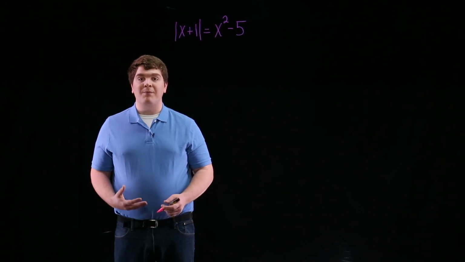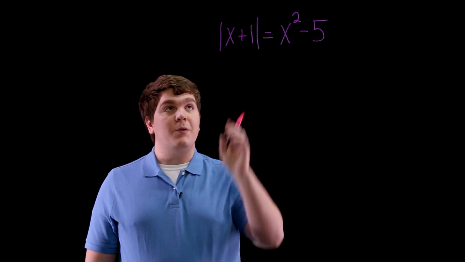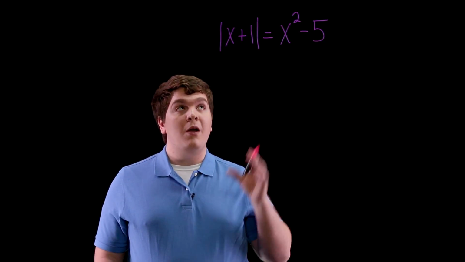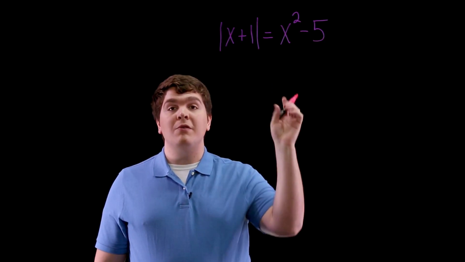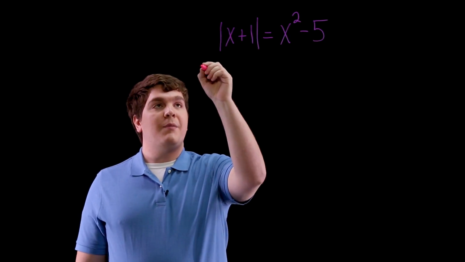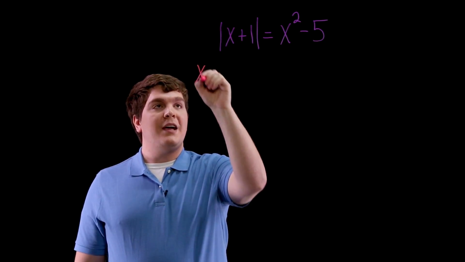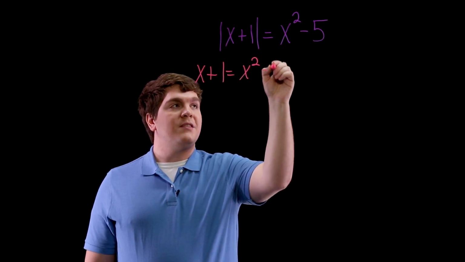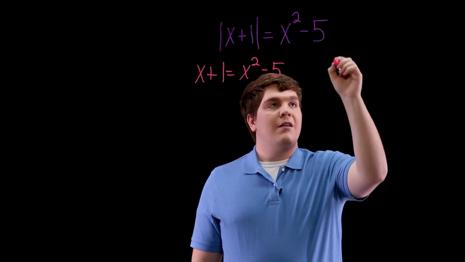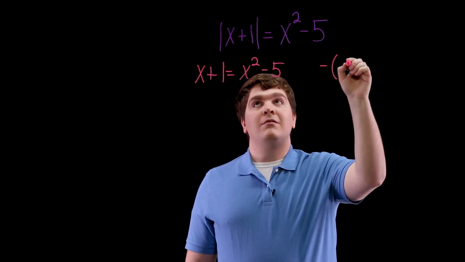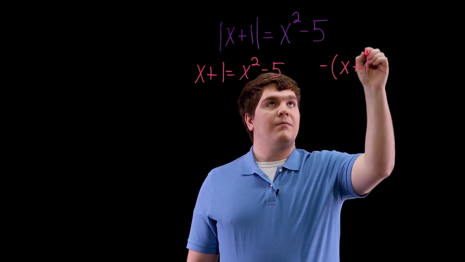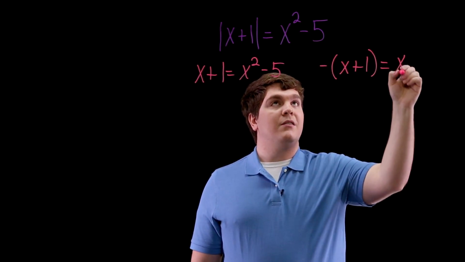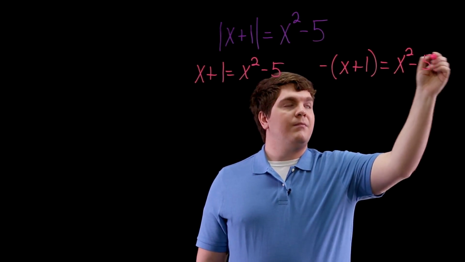For this problem, we're asked to solve the equation the absolute value of x plus 1 is equal to x squared minus 5. Now, since our equation involves an absolute value, we need to rewrite this as two separate equations. We need to think about this as the equation x plus 1 equals x squared minus 5 and negative x plus 1 is equal to x squared minus 5.